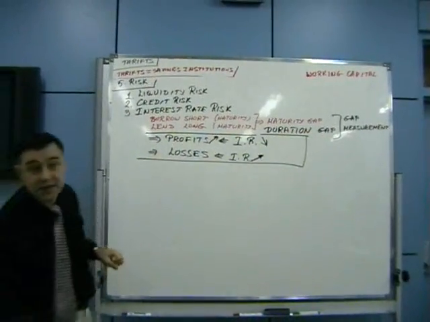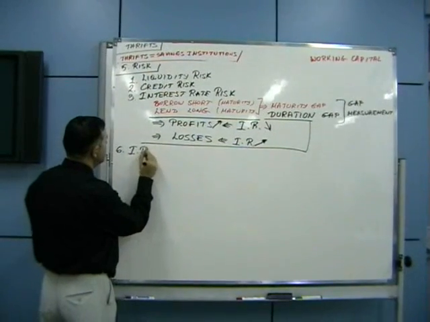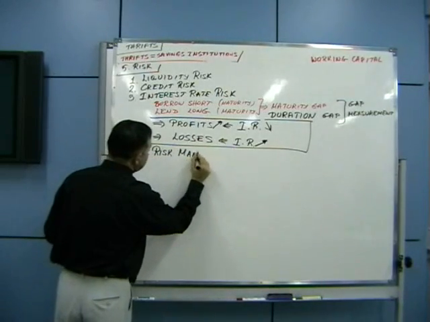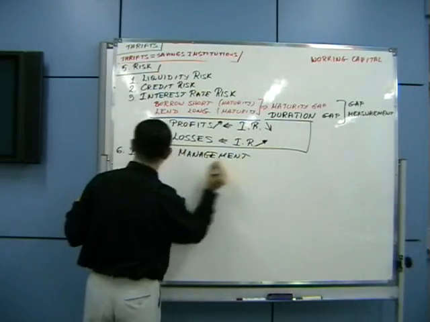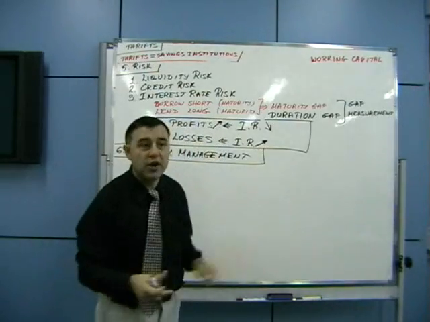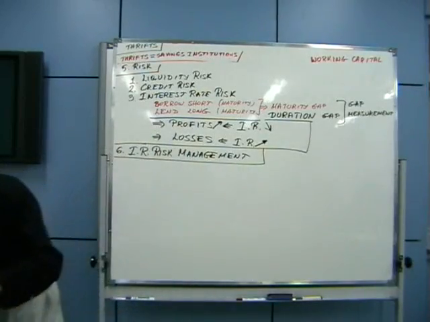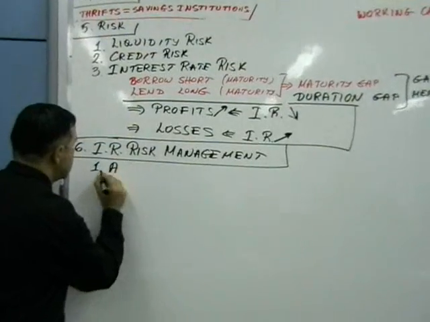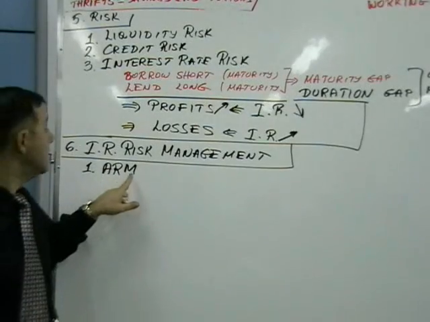Well, that's actually the next section. The next section is section 6 in my textbook, which is interest rate risk management. All right, so sooner or later you will get an interest rate exposure if you're doing this. Now, the first thing that they do is number one, ARMs. ARM stands for adjustable rate mortgage.